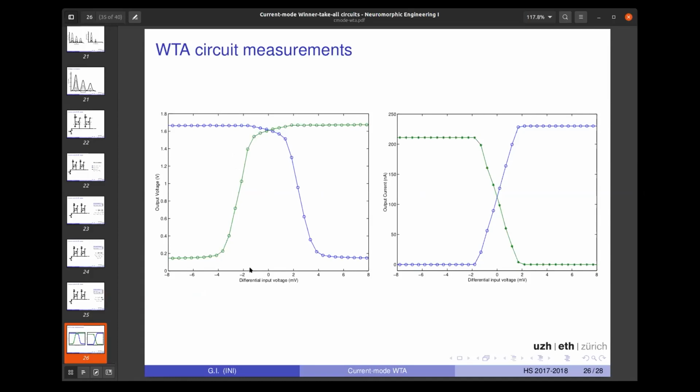That's why I was saying it's going to be a very difficult experiment that you have to do, because you have to find this 1, 2 millivolt, in this case, it's a 4 millivolt range that allows you to see the region in which the loser becomes the winner and the winner becomes the loser, in which they switch.